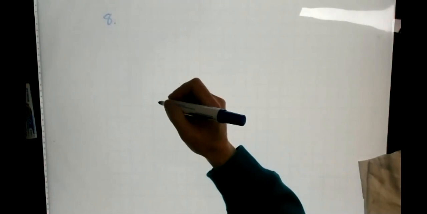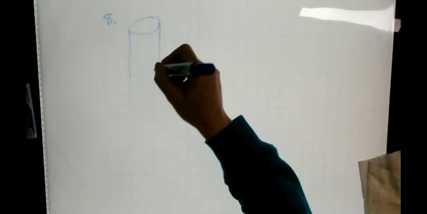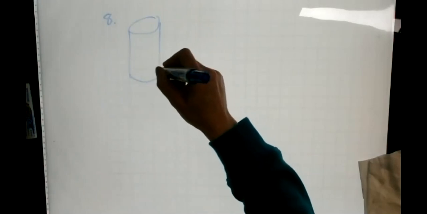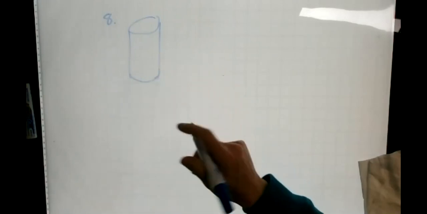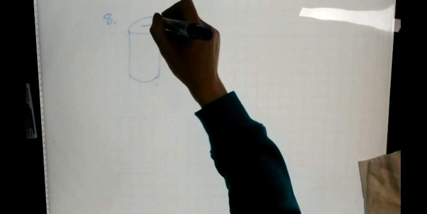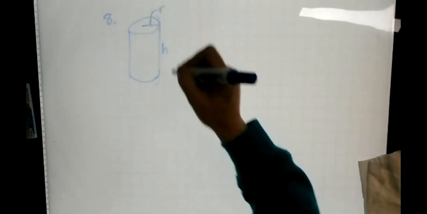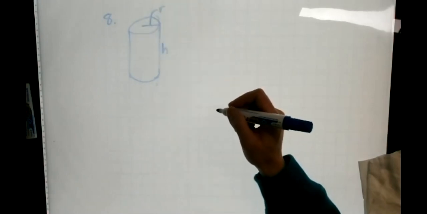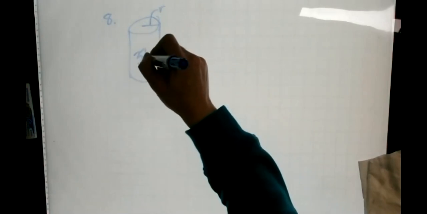There's a cylindrical metal block. The cylindrical metal block has a mass of 3 kg. It stands with its base on a horizontal table. The radius of the base of the cylinder is 4 centimeters.